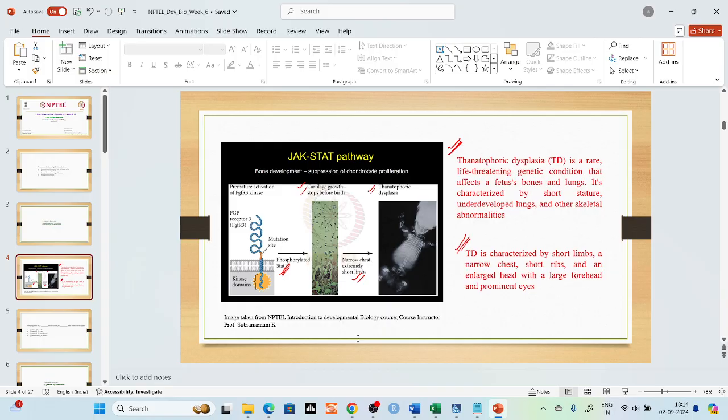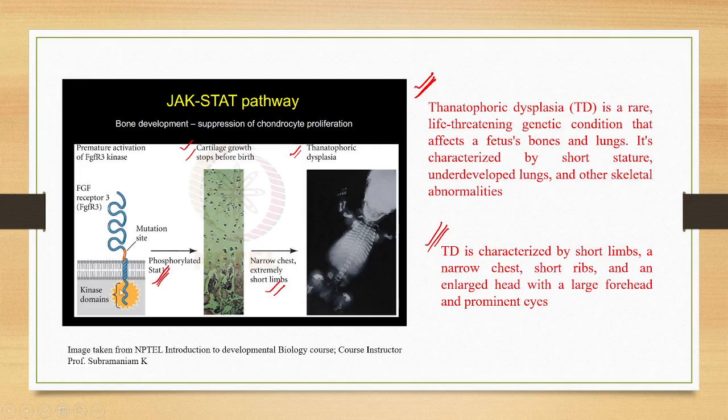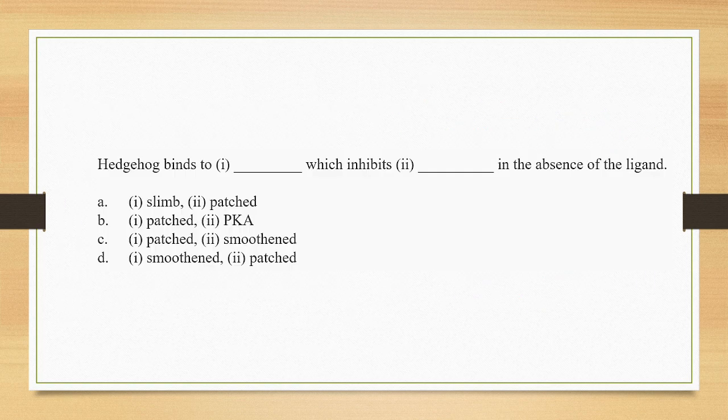This kinase domain is getting activated prematurely, and because of this, it's a JAK-STAT pathway. So if this domain is activated, then STAT would be phosphorylated, and because it is prematurely activated, the growth of the cartilage stops before birth, which can lead to the condition of thanatophoric dysplasia.